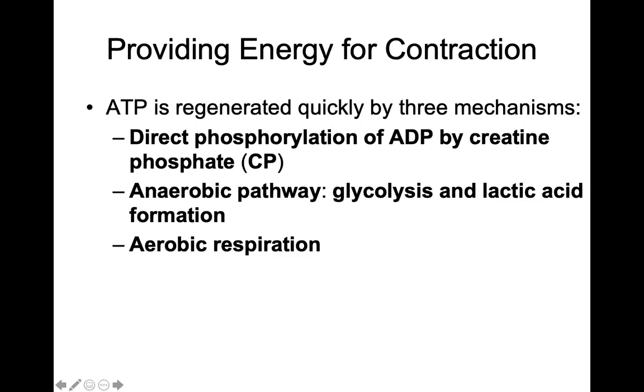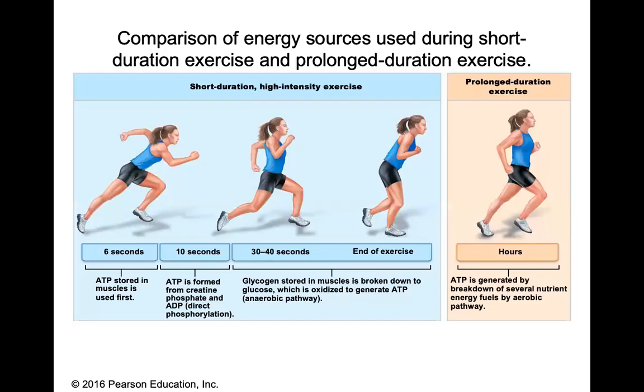Now, these three mechanisms, basically the stored ATP, creatine phosphate, and anaerobic pathway, give your body and your muscle enough time to activate the most effective way of producing ATP, which is aerobic respiration. Aerobic respiration implies that your body is actively using oxygen, and through usage of that oxygen, it produces a significant amount of ATP. And again, we'll talk about that in the metabolism lecture.